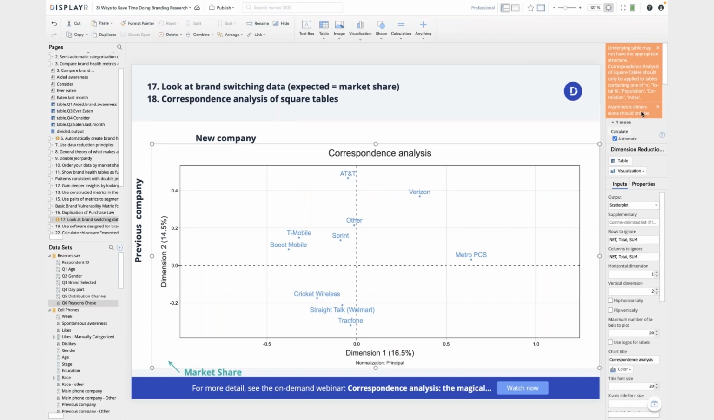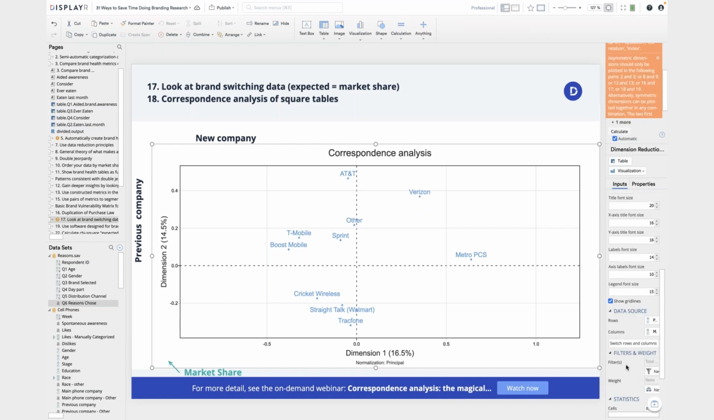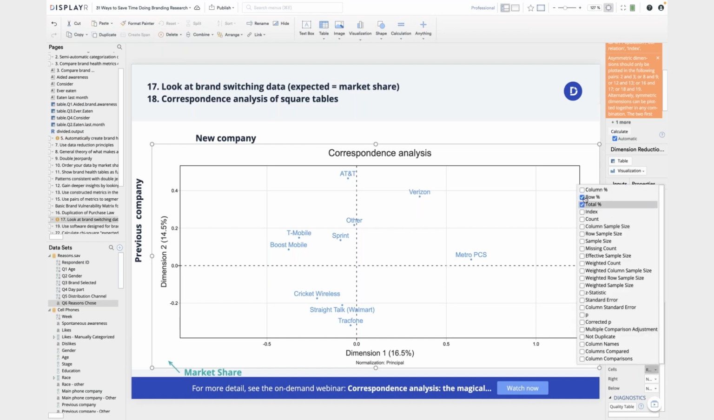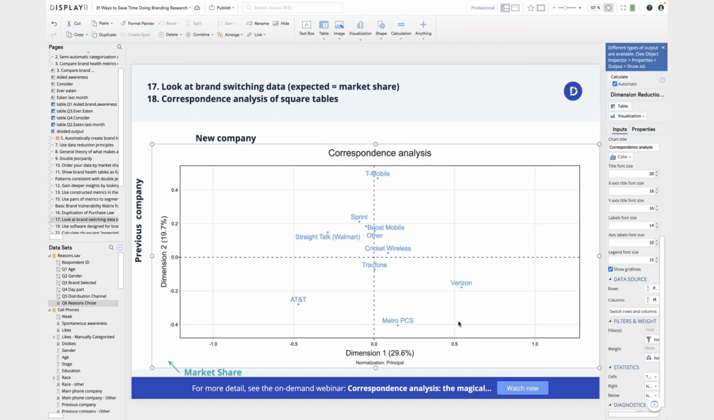Now, there's a little warning that's come up here telling us that we should change some settings. So we're going to listen to that, and we're going to go down and change it to show total percent. And so the closer two brands are together, the more likely they are to be competitors, everything else considered.